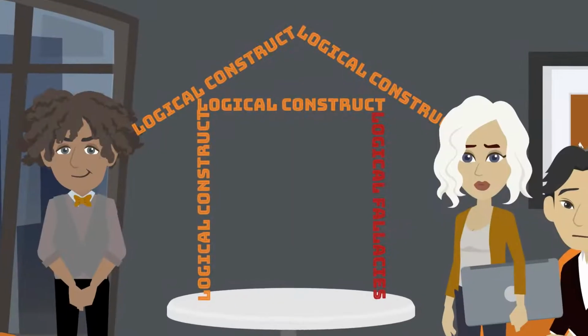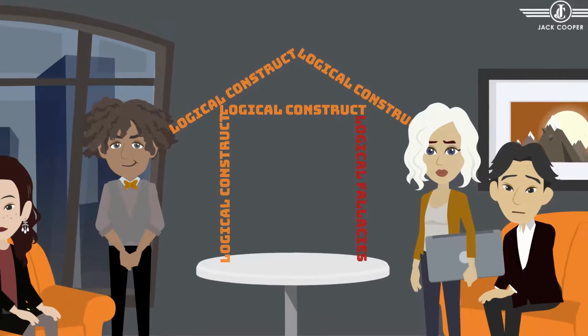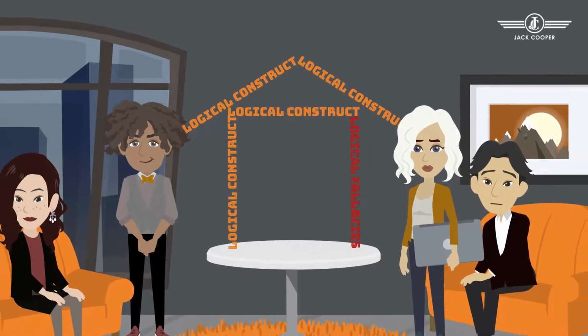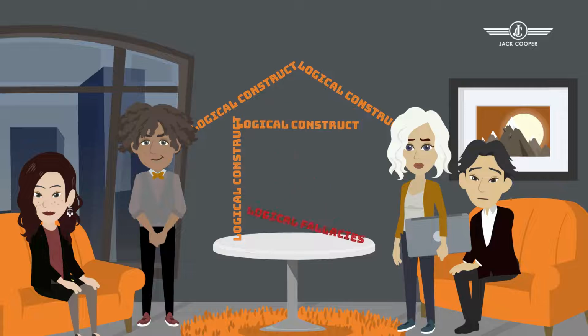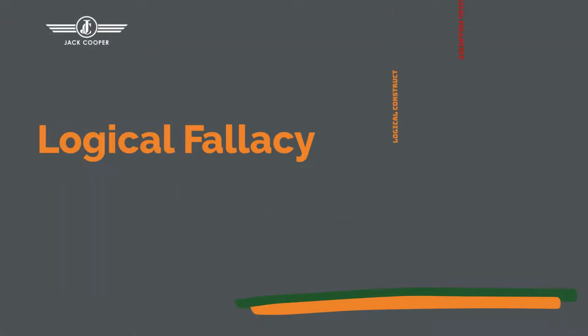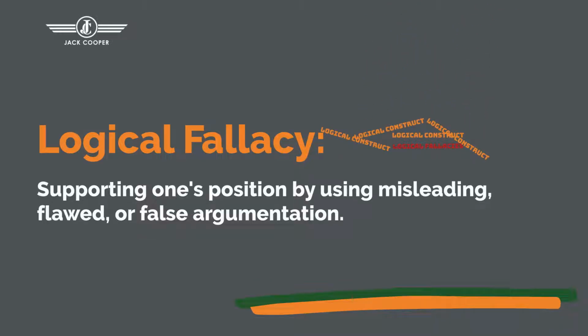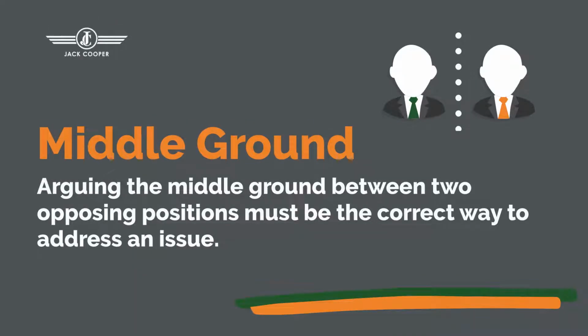In this series, we have discussed how group decision-making is like building a house. If decisions are made based on faulty conclusions, the outcome is compromised. A common source of faulty conclusions are logical fallacies, which occur when a person supports a position with misleading, flawed, or outright false argumentation. In our last video, we discussed the middle ground fallacy.